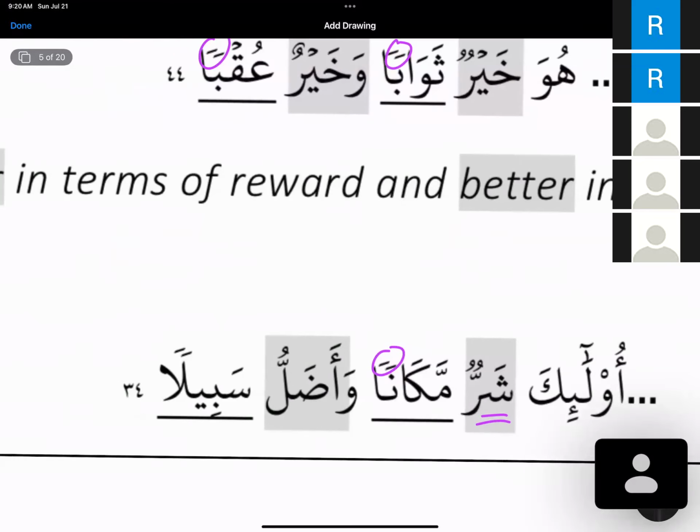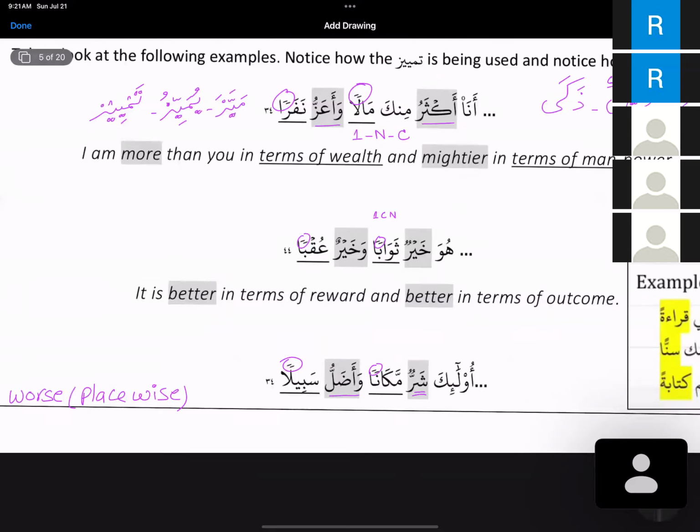Then it says wa adallu, and more lost. Right? In what sense? Sabilan, path-wise. So they are not on the straight path. Rather, they are lost from it. So adallu, again, ismu tafdil. It should be adlalu, like akbaru. Instead of adlalu, there were two lams, so they just merged them together and it became adallu. Wa adallu sabilan. So sabilan is tamyiz over here.